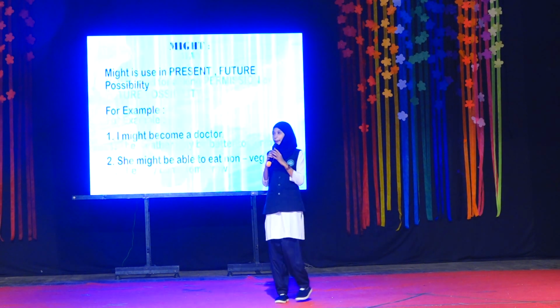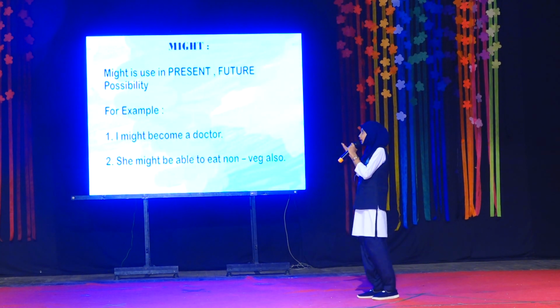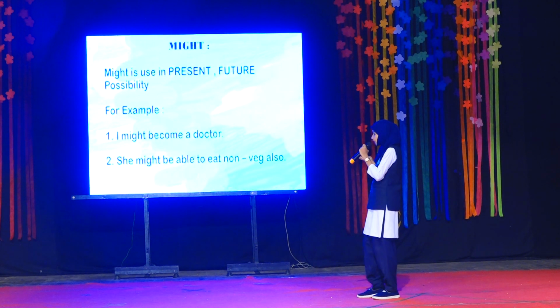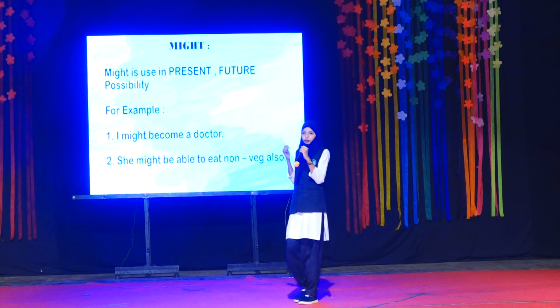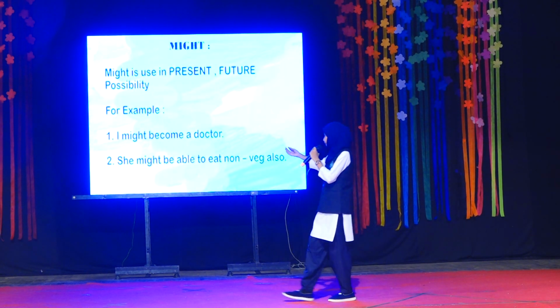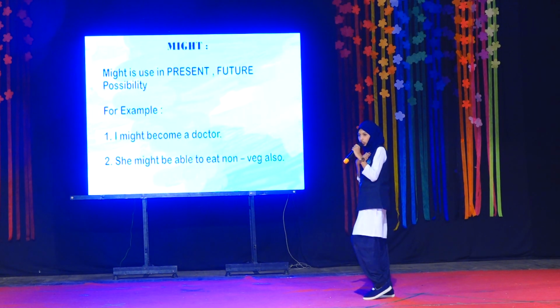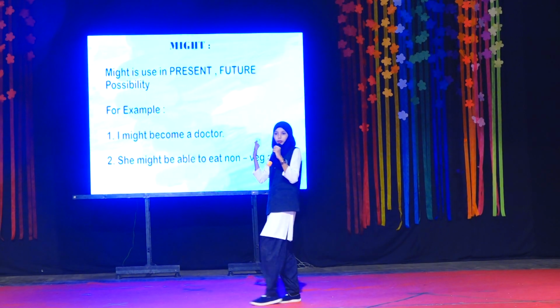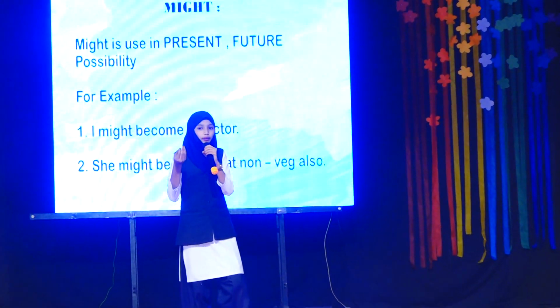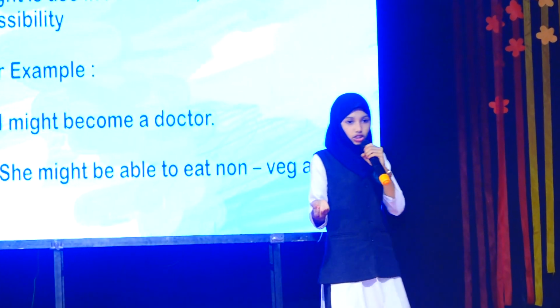Next, we will learn about might. Might is used in present or future possibility. Let me give you an example. I might become a doctor. I don't know what I will become in my future. I might become an engineer, a teacher, or a doctor. I'm just predicting here that I might become a doctor. That's the reason I'm using might in my sentence.